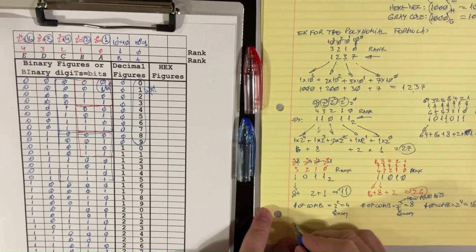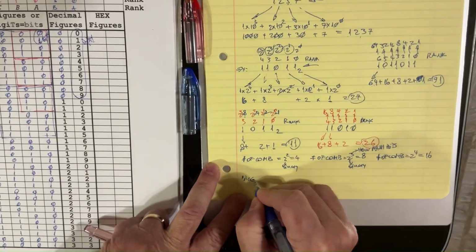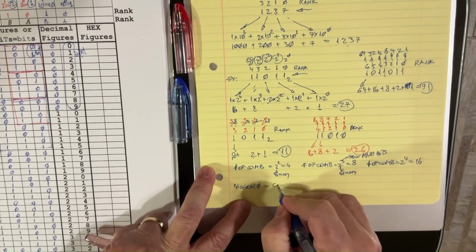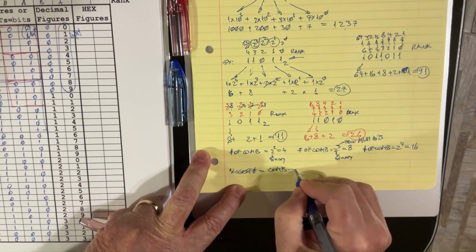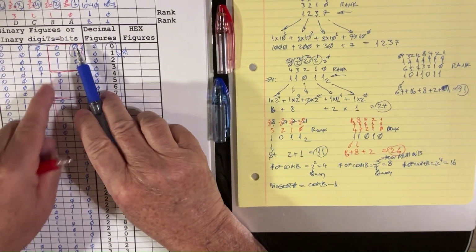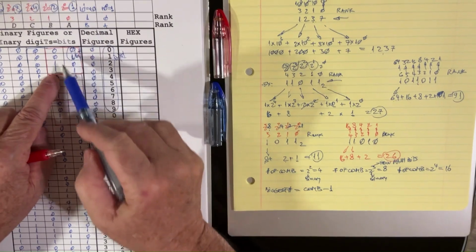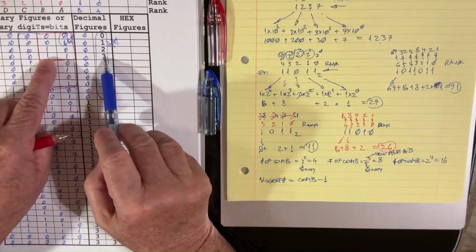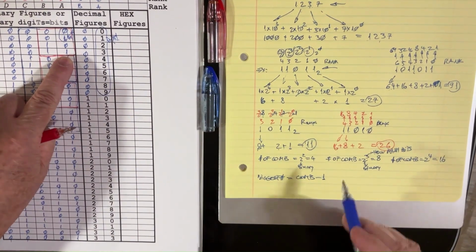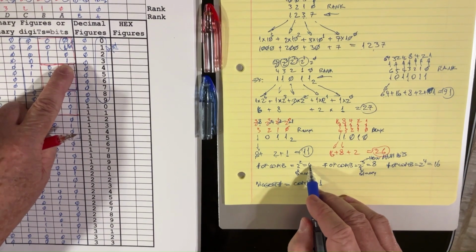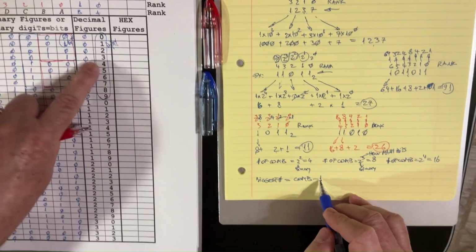And now, the biggest number. The biggest number is the number of combinations minus 1. Why is this? Because the first combination is a 0. So for example, if you only have 2 bits, what is the biggest number you have? 1, 1. 1, 1 means what? It is 3 in decimal. So if it is 3 in decimal, the number of combinations was 4. 4 minus 1 is 3.